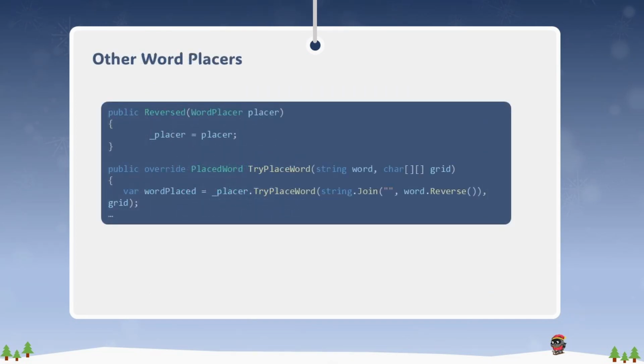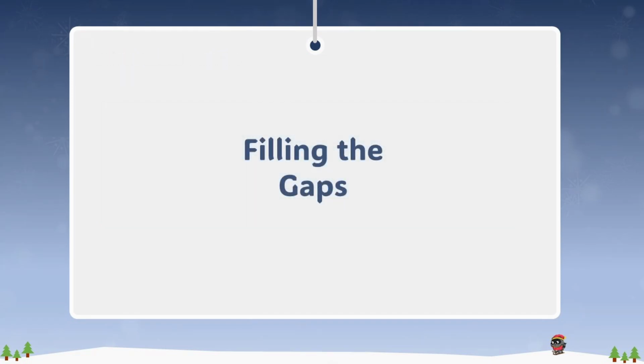When it comes to the reverse words, this is a simple decorator pattern that will just reverse the word before placing it. Now we've placed all the words in the grid, we need to fill all the remaining gaps with random letters.